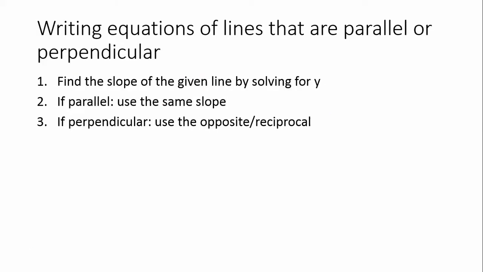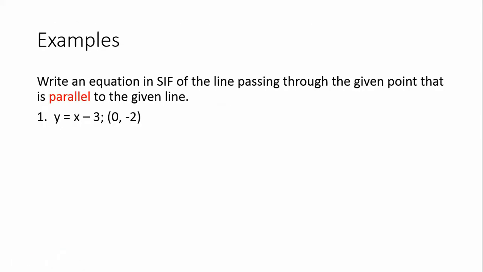So when we're writing equations of lines that are parallel or perpendicular, first we want to find the slope of the given line by solving for y. Then if the line we're supposed to write is parallel, we're going to use the same slope. And if the line we are supposed to find is perpendicular, then we're going to use the opposite reciprocal. So let's look at some examples.